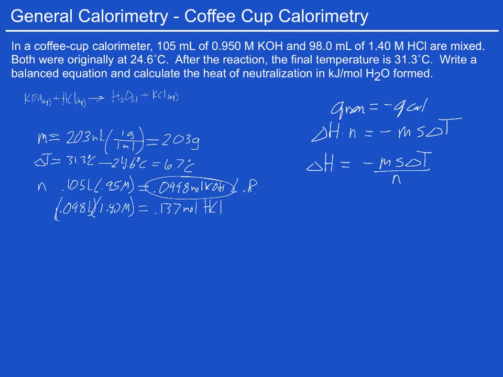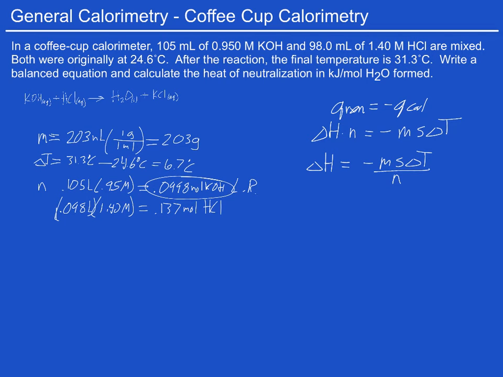Now note, because this is a 1-to-1 ratio, we don't have to compare it to water to figure out, right? This says per mole of H2O formed because it's a 1-to-1 ratio. 0.0998 moles of KOH will make 0.0998 moles of water. You do have to be careful when these get to be 1 to 2 or 2 to 3 or something like that, that you actually do the conversions and be careful for that.